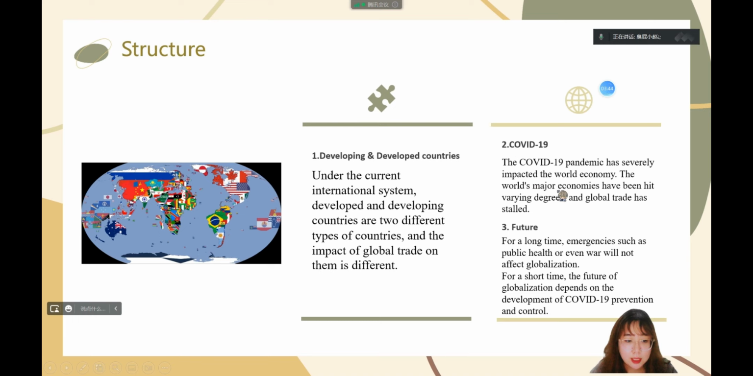The second step is the impact of COVID-19 on global trade. The COVID-19 pandemic has severely impacted the world's economy. The world's major economies have been hit to varying degrees, and global trade has stalled. The last step is the conclusion. The conclusion is about the future of global trade. For a long time, emergencies such as public health or even war will not affect globalization. For a short time, the future of globalization depends on the development of COVID-19 prevention and control.